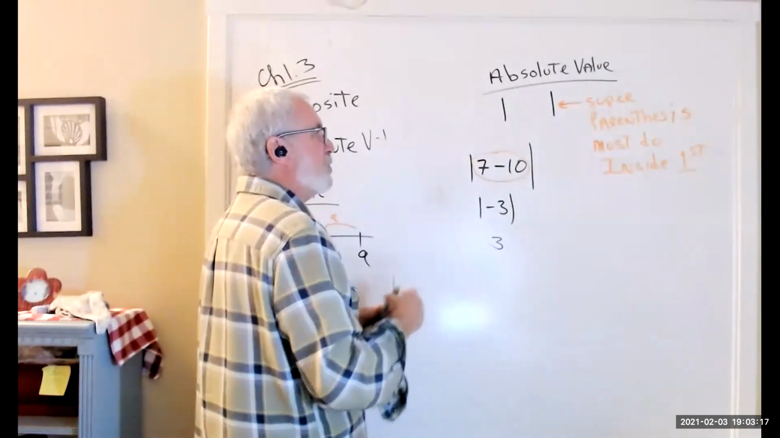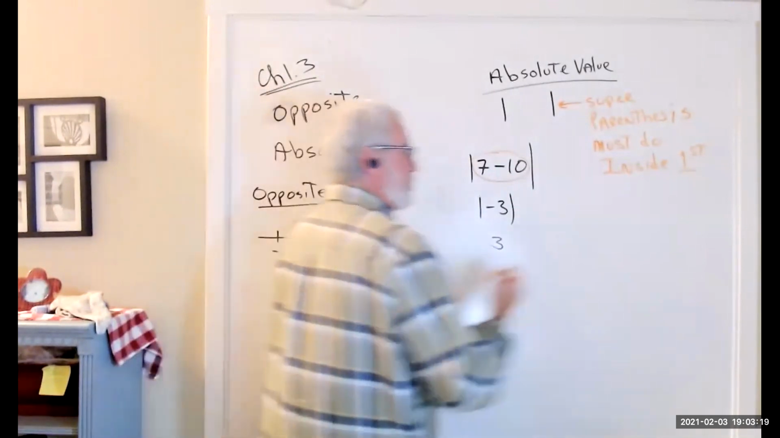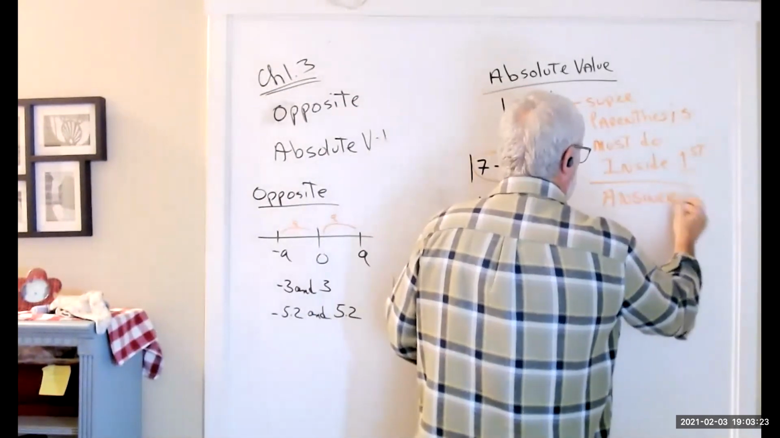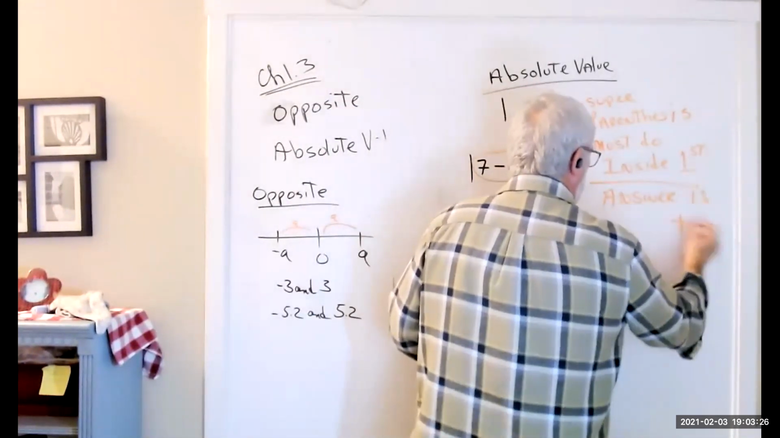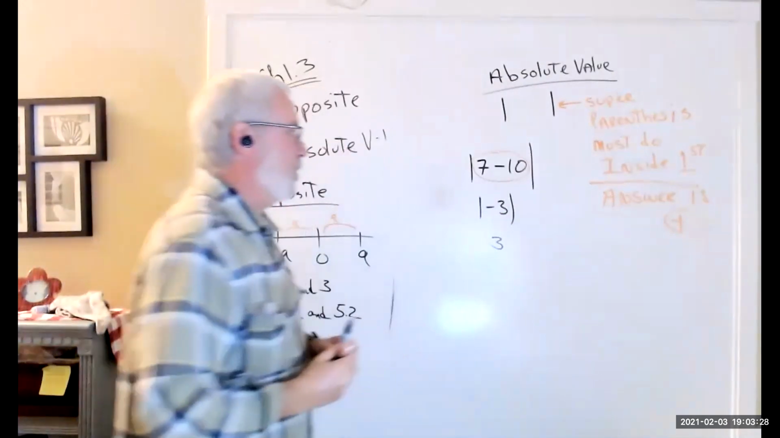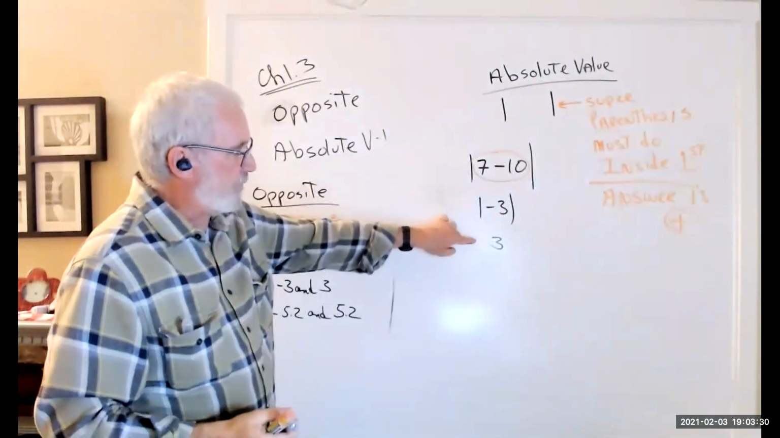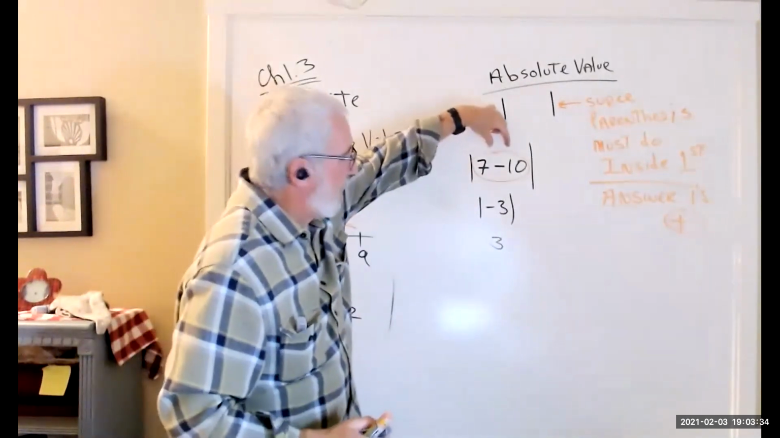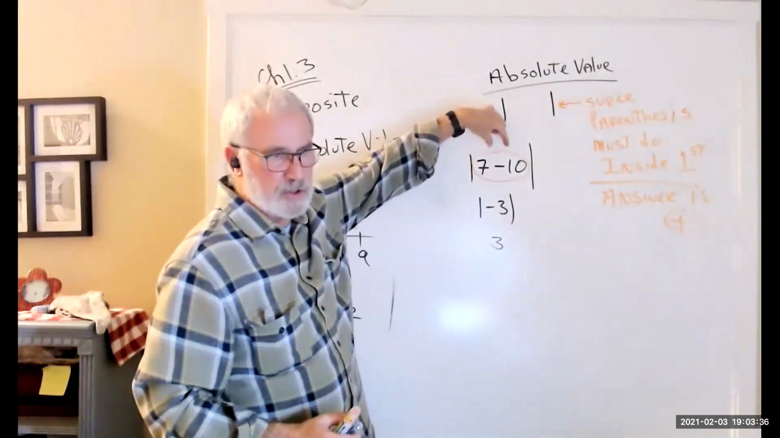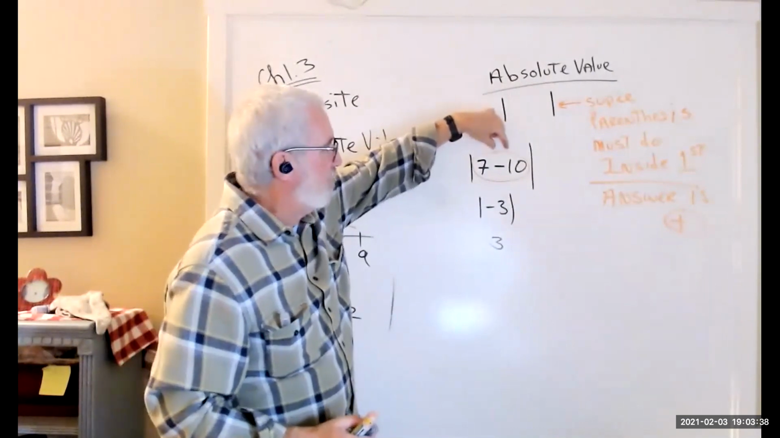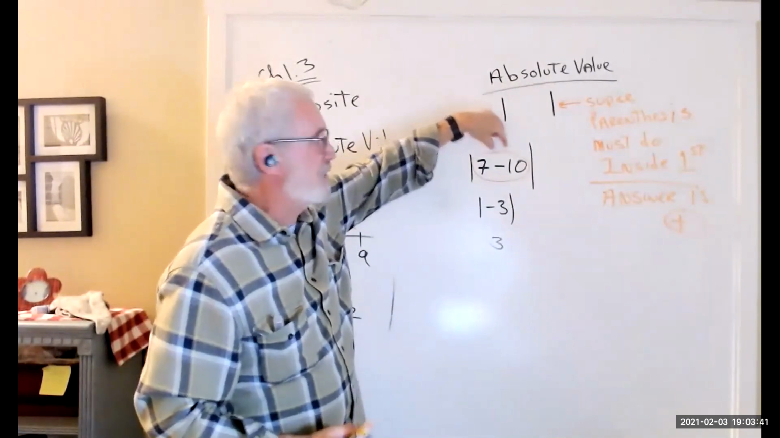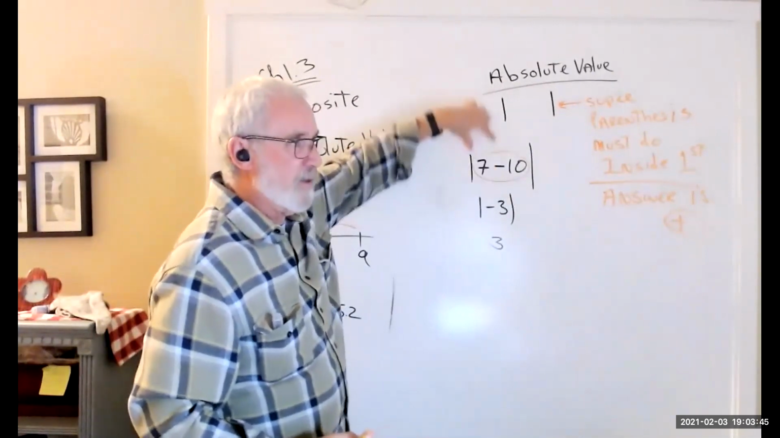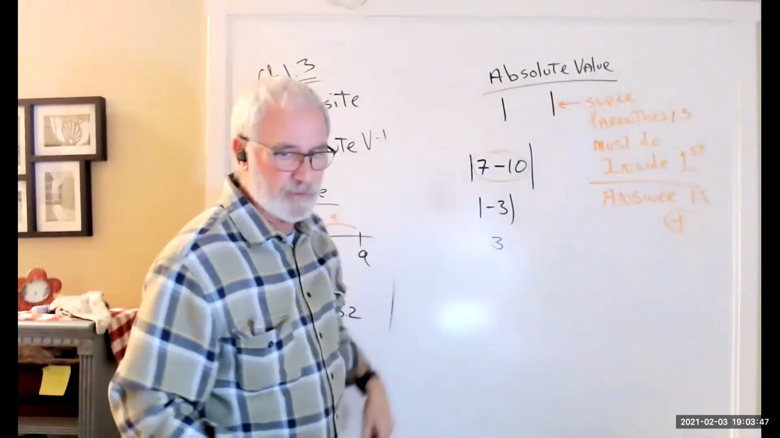So the answer to an absolute value is always positive. When something comes out of the absolute value, it comes out as a positive. But the key here was you have to work inside first. You have to simplify what's inside. That's the parentheses part. Simplify it, get negative 3. The absolute value of negative 3 is positive 3.